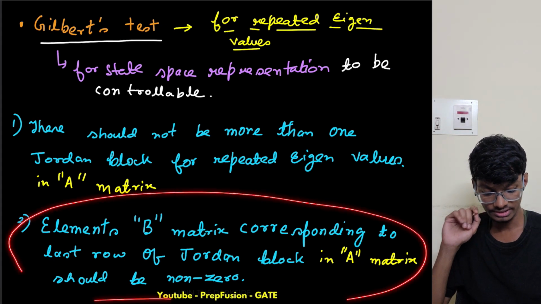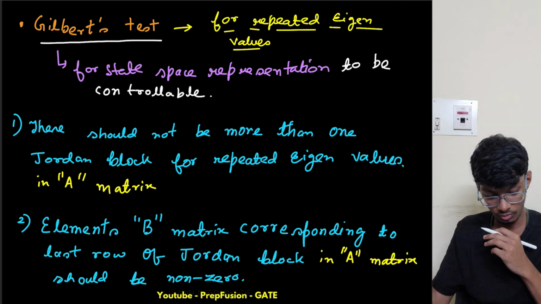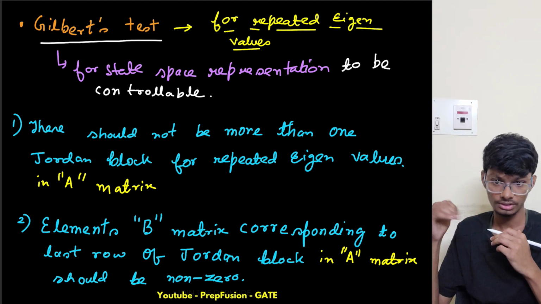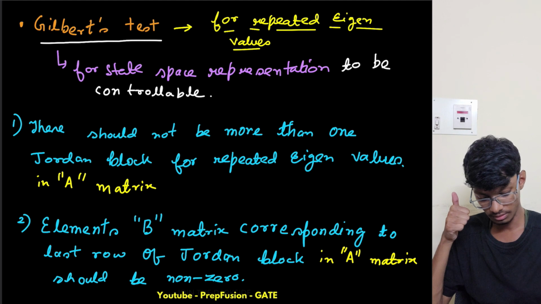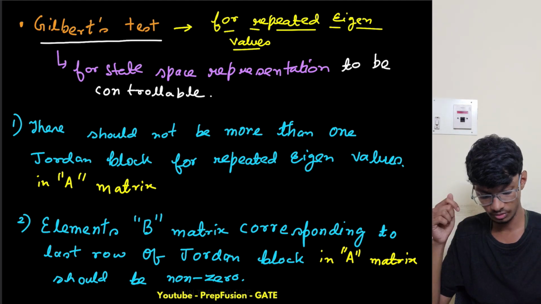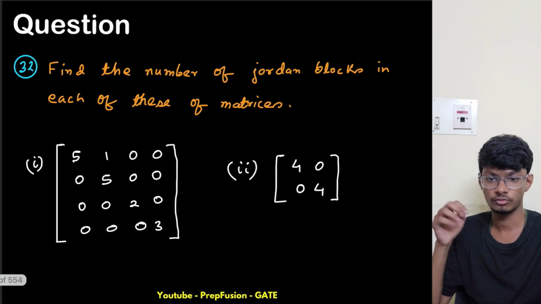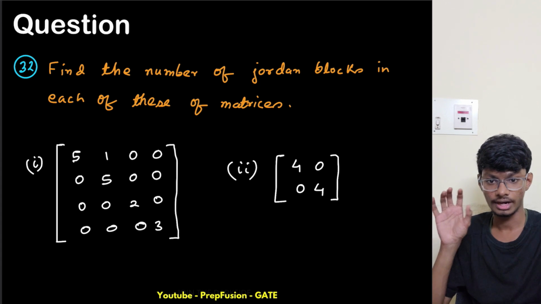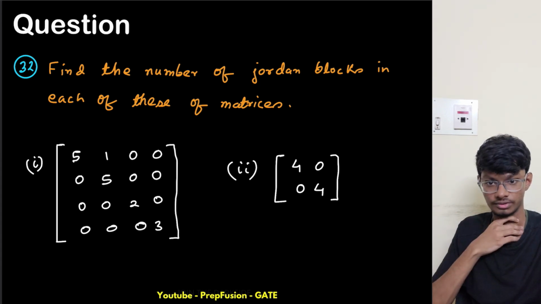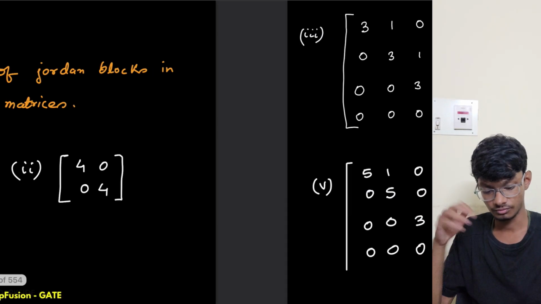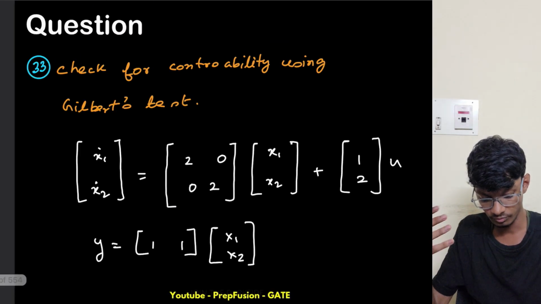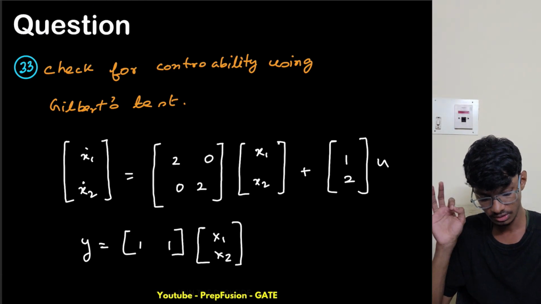The second condition tells us the rows corresponding to the Jordan block should be non-zero. The elements corresponding to the last row of the Jordan block should be non-zero. If you take an example, we would understand it. So first we'll do one question, and from there we'll understand. So this is one question.